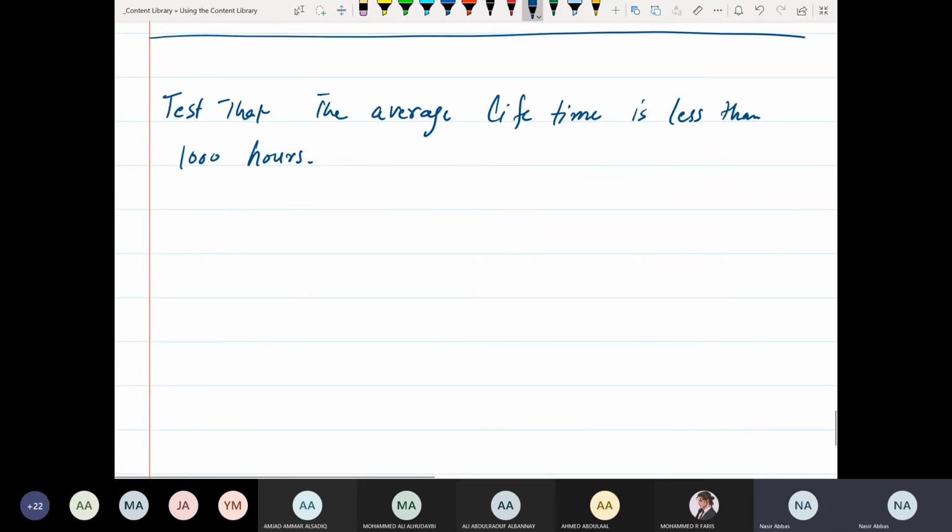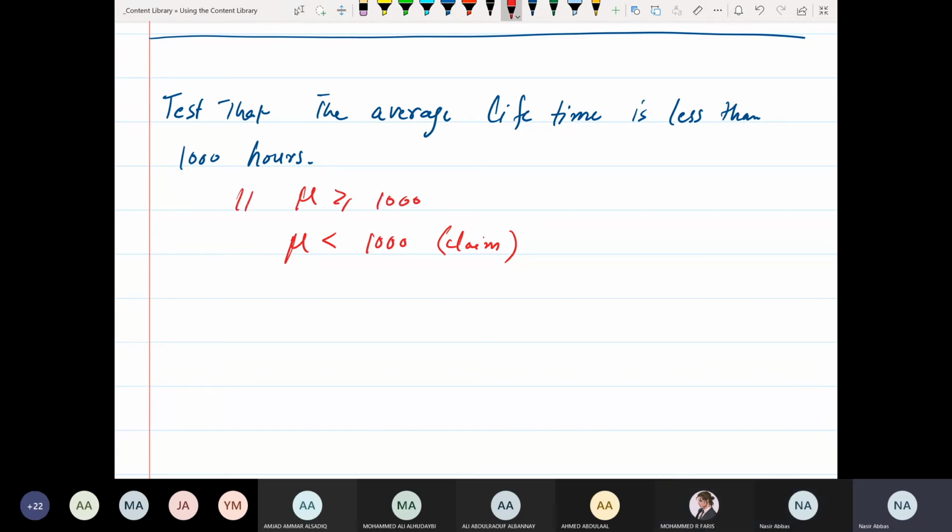Let's formulate H0 and H1 first. What is the statement? Mu less than 1000. That's the claim. What is the opposite? Mu greater than or equal to 1000. Which one contains the equal sign? The first one. The one without the equal sign is H1.